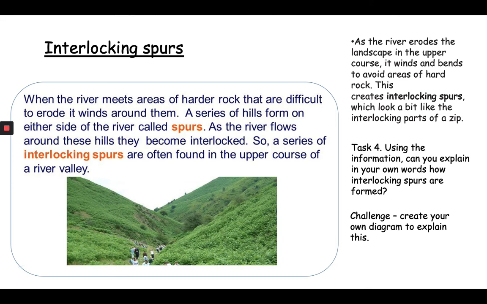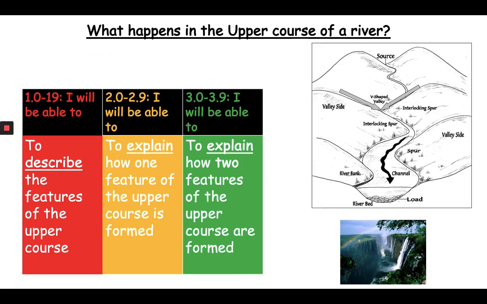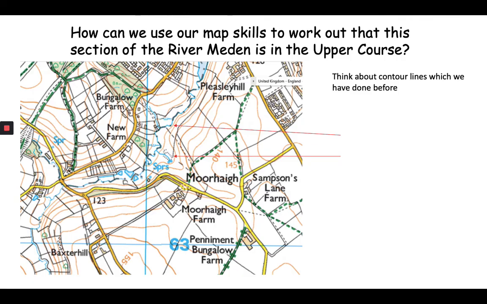Okay, perfect. Can't wait to see those diagrams as well. So we've looked at two features now, and hopefully you're able to explain those in your own words. But firstly, how can we use our map skills to work out that this section of the River Meden is in its upper course? So we're looking again at the OS map. You should be familiar with OS maps from our previous topics. So look at those contour lines. What does that tell you about this area and why it might be the upper course? I'm going to ask you to pause the video now and have a quick think about what features will show that this is the upper course.